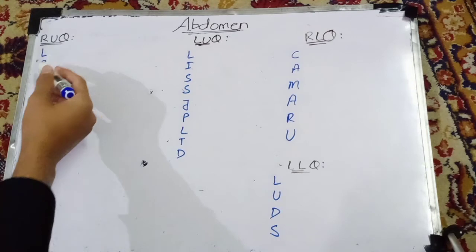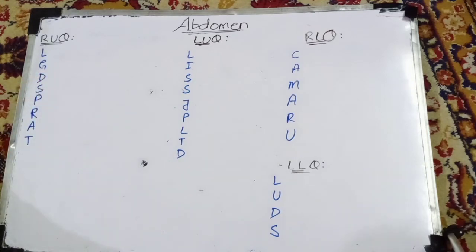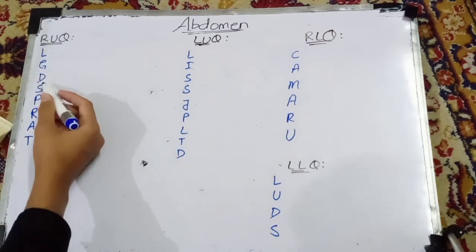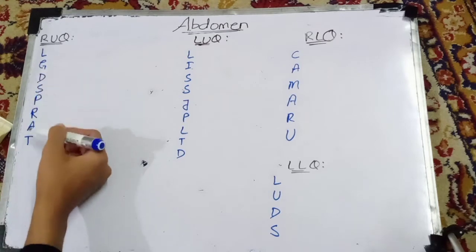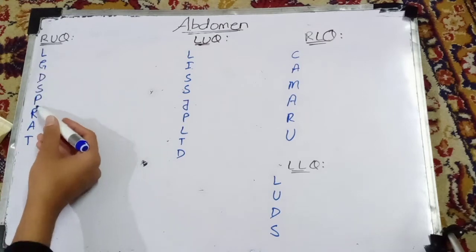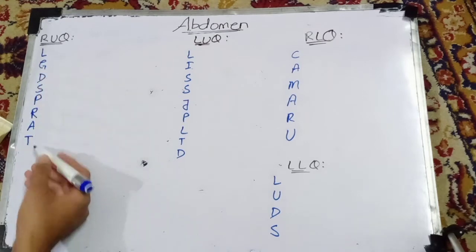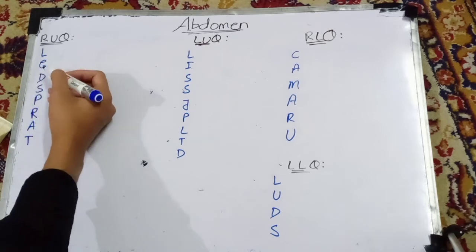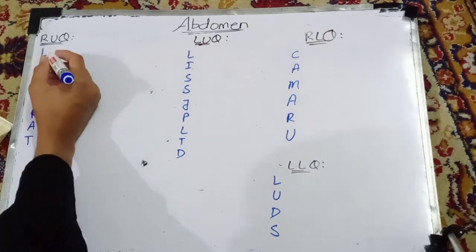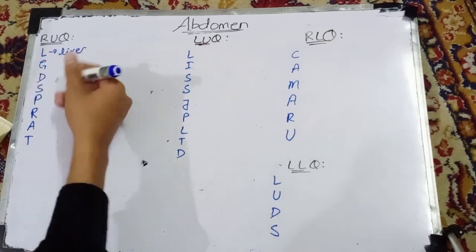Right upper quadrant. The mnemonic we are going to list here is LG desperate. We have missed the E in all of it, but just try to remember it. LG desperate. Now, L is basically what? Liver.